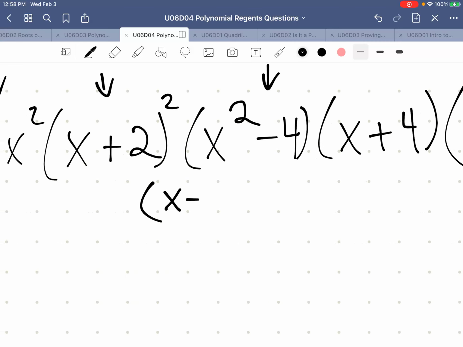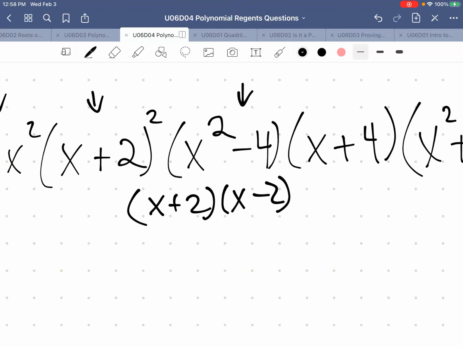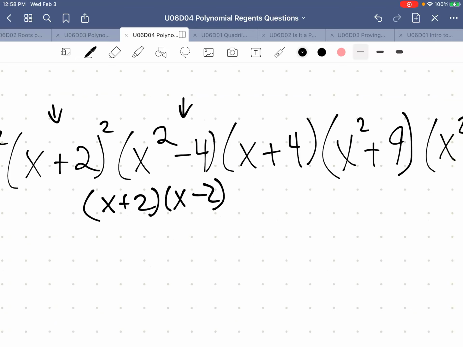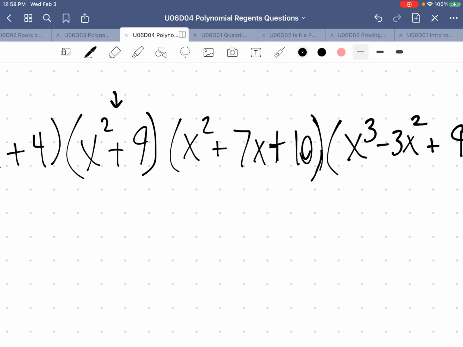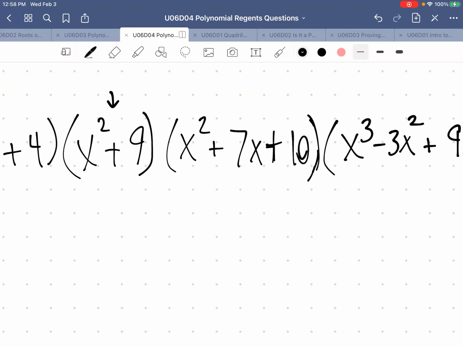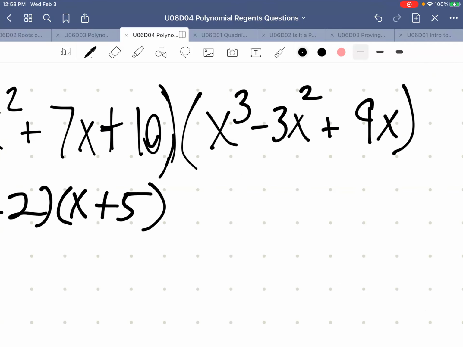This would actually break down into x plus 2 and x minus 2. X plus 4 doesn't factor any further. X squared plus 9 doesn't factor because it's the sum of squares, so we'll leave that alone. X squared plus 7x plus 10 would factor into x plus 2 and x plus 5. So that is what this one factors to be.